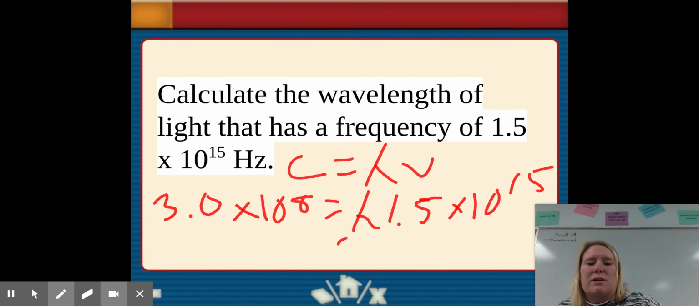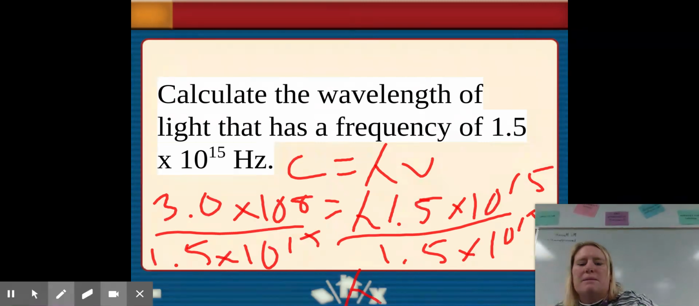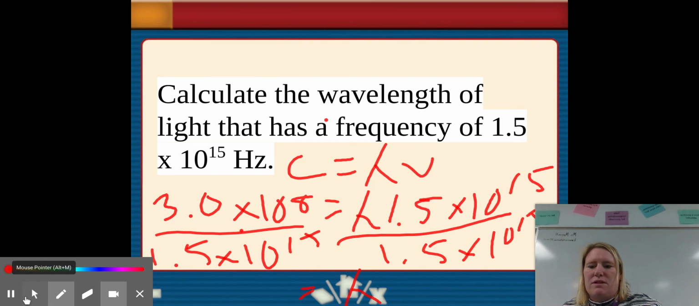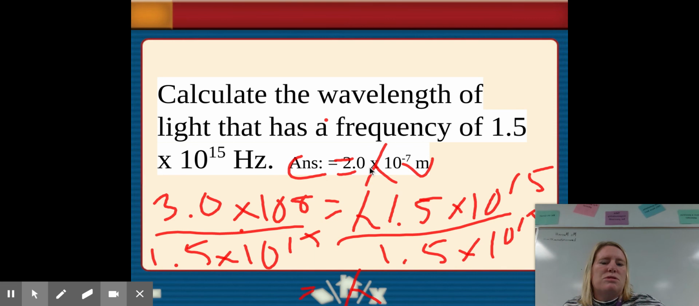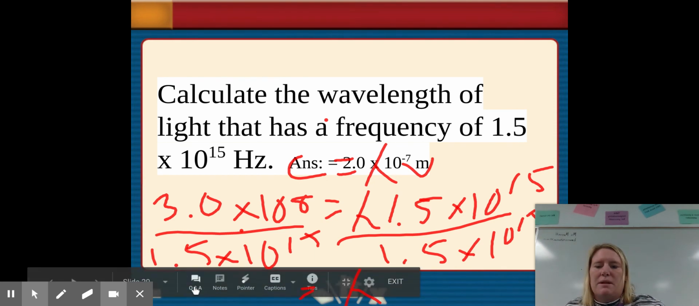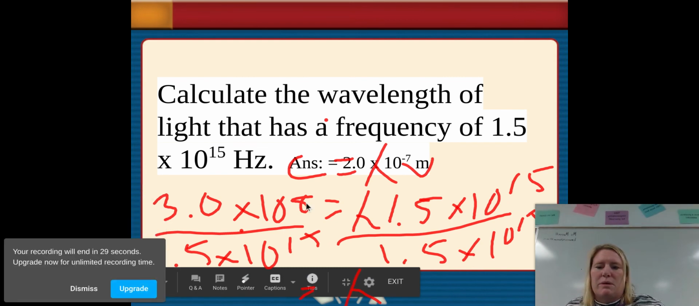Now this is just algebra. We're going to divide by 1.5 times 10 to the 15th on both sides. And so that will just leave us with lambda on this side and our answer on that side. If you do this correctly, it should come out to 2.0 times 10 to the -7 meters. So punch it into your calculator. Make sure you are capable of doing that. And if you have a problem with that, by all means, come see me and we will work through that.